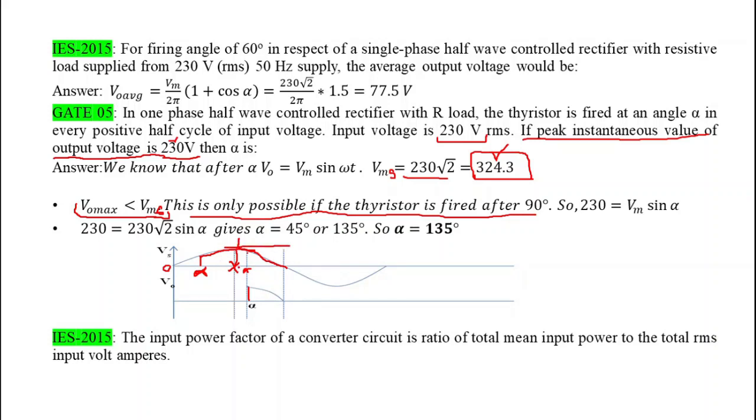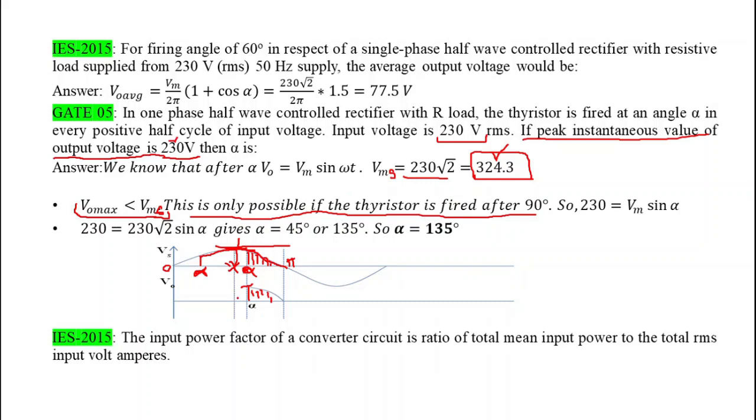But if the thyristor is fired after pi by 2, at an angle alpha somewhere between pi by 2 and pi, suppose it is fired here, then we get this portion of the waveform at the output. We can clearly see that the maximum value of this output voltage is less than Vm. So it is only possible if the thyristor is fired after 90 degrees.